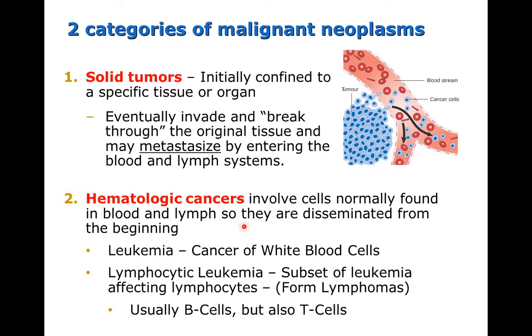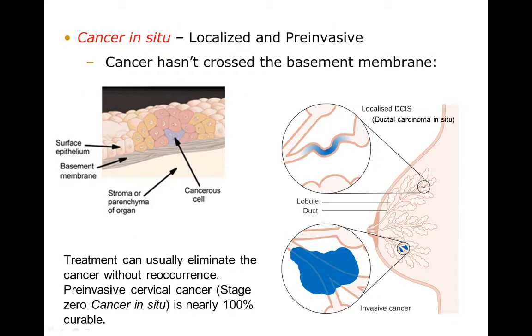Hematologic cancers are already spread throughout the body because they're in the bloodstream. An example of a hematologic cancer would be leukemias or lymphomas, and we'll talk more about leukemias and lymphomas in a later chapter. Cells that remain localized and have not yet crossed the basement membrane are referred to as cancer in situ. This is a really early stage of cancer and is generally considered 100% curable.